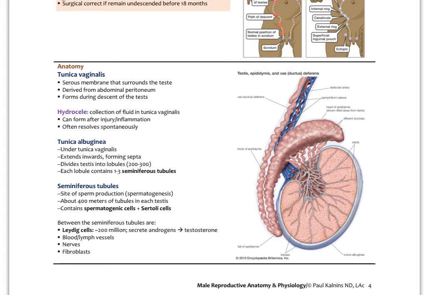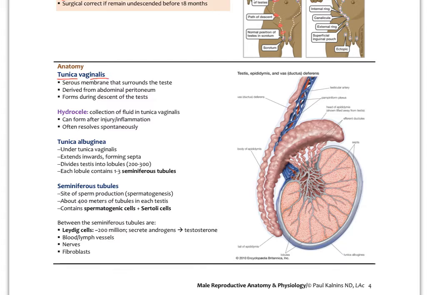A little bit more on the anatomy of the testes. The layer of tissue around the testis itself was derived from the processus vaginalis, which is actually a remnant of the peritoneum, and this is called the tunica vaginalis. That's going to form during the descent of the testes. The testis essentially wraps itself in this tissue layer.